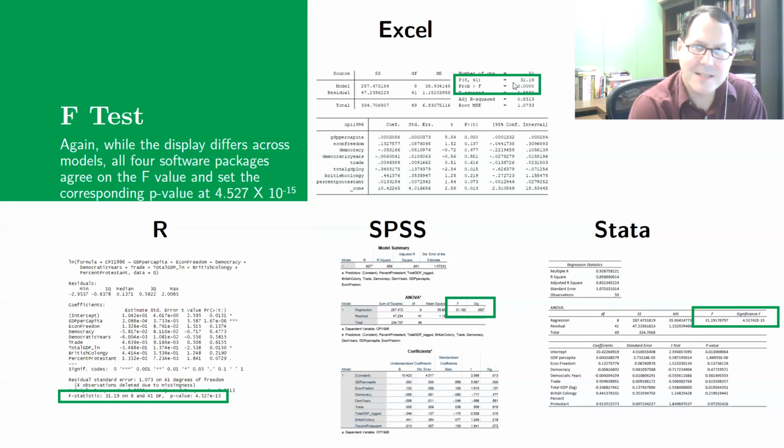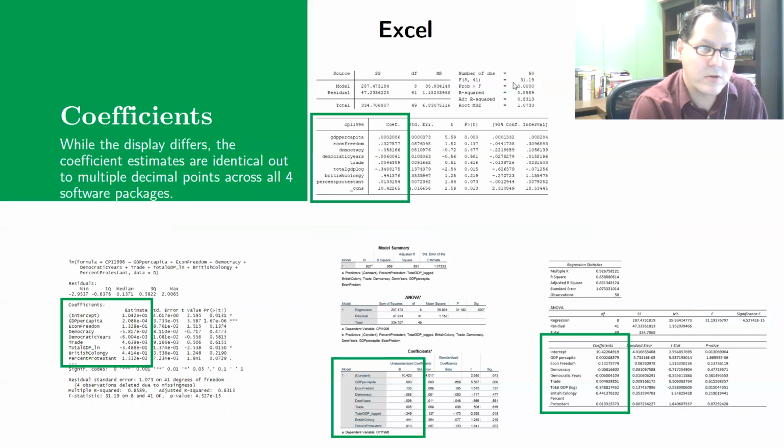When we look at the F-test, this is the overall test of whether or not our model is doing a good job explaining variation in our dependent variable. All 4 software packages produced basically the same results. 31.19 is the F-test, and the significance level, the p-value, comes in at very, very small, out to maybe 14 or 15 decimal points before you see any value other than 0. So again, very small p-values, and that's consistent across all models and all software packages.